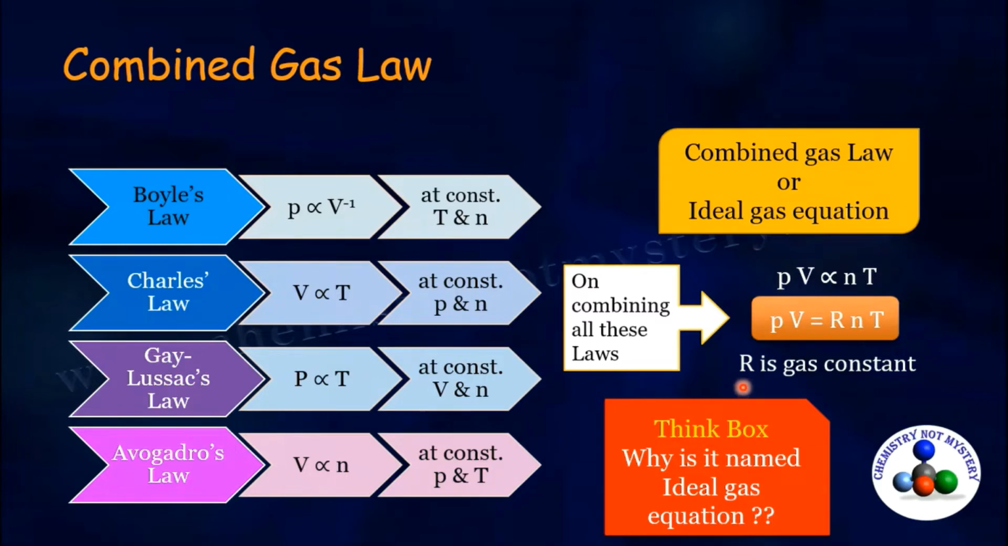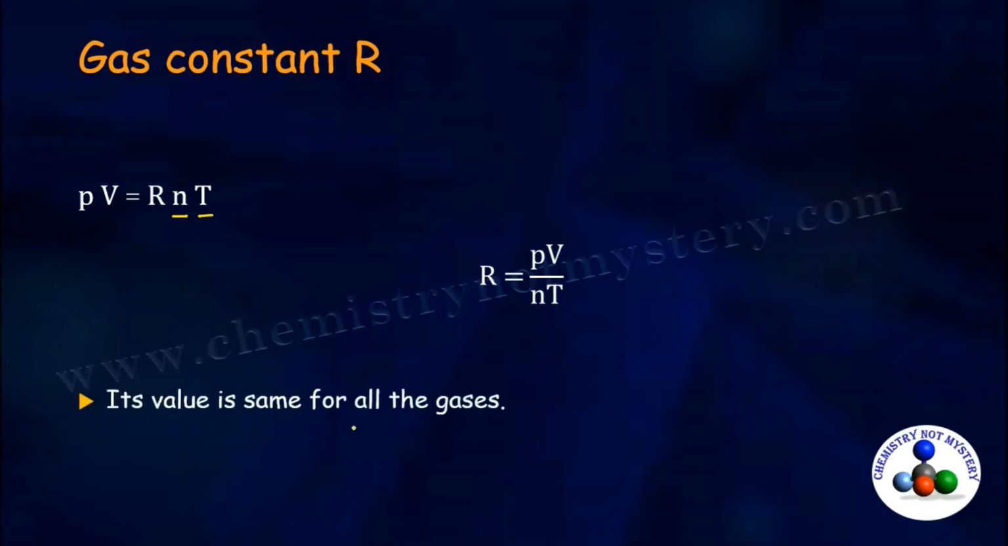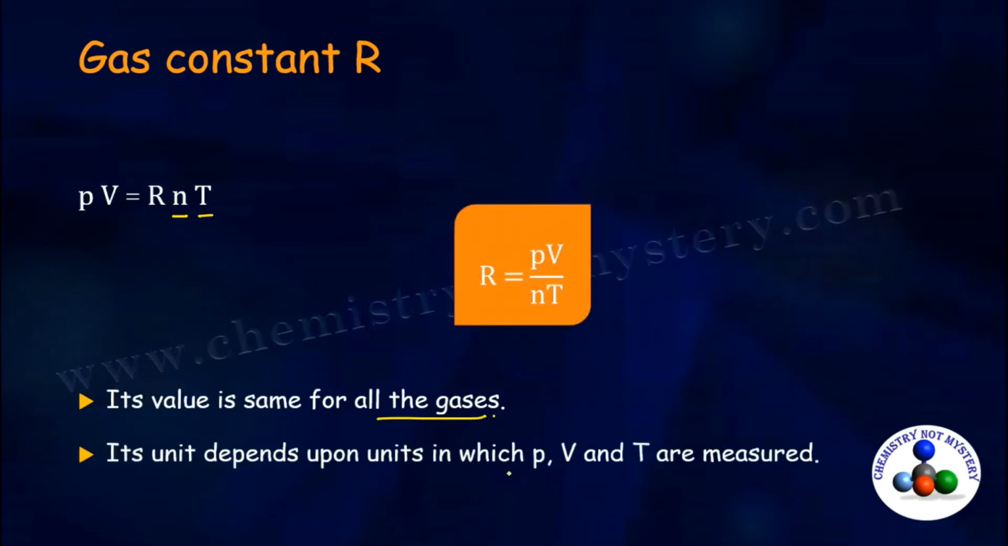Let's discuss a little bit more about the gas constant. Here we have the equation PV = nRT. When you shift the number of moles of gas and temperature to the other side of the equation, you get R = PV/nT. Here R is the gas constant and its value is the same for all gases, but its unit depends on the unit in which pressure, volume and temperature are measured.